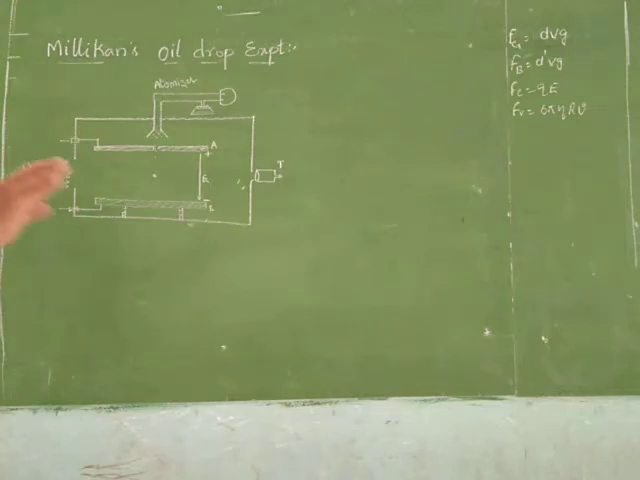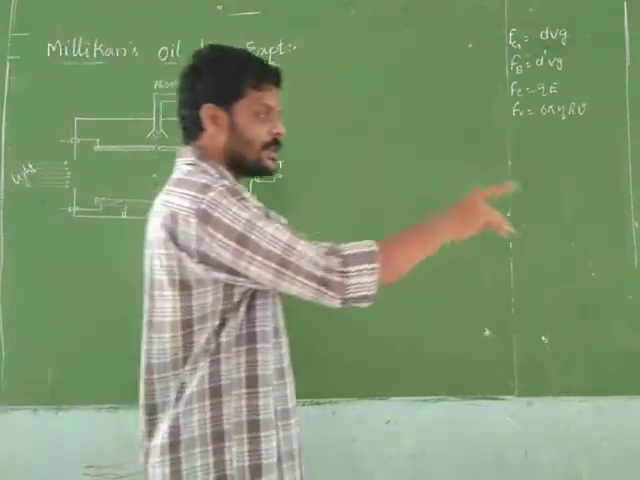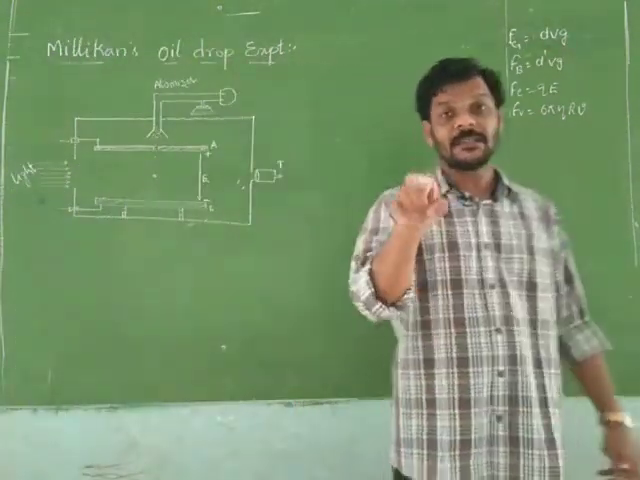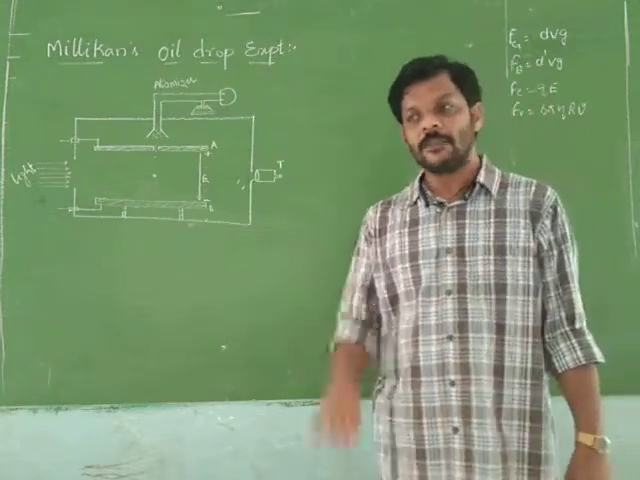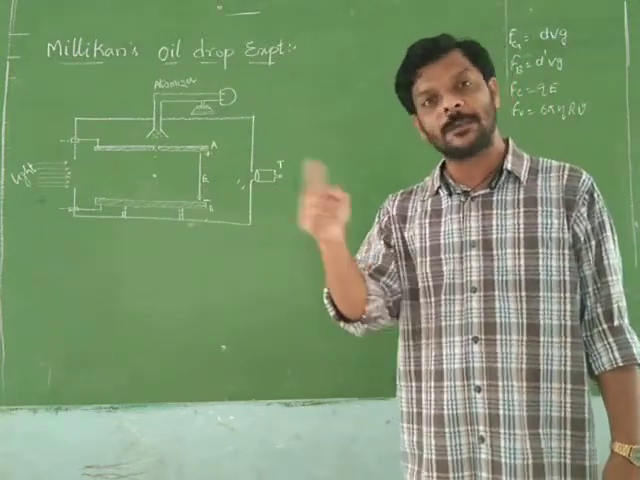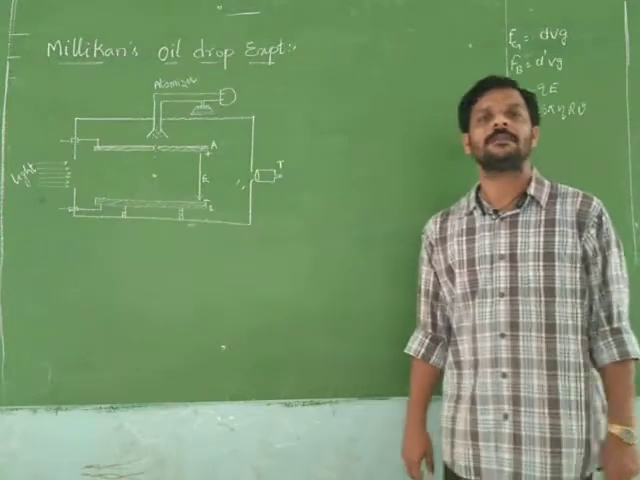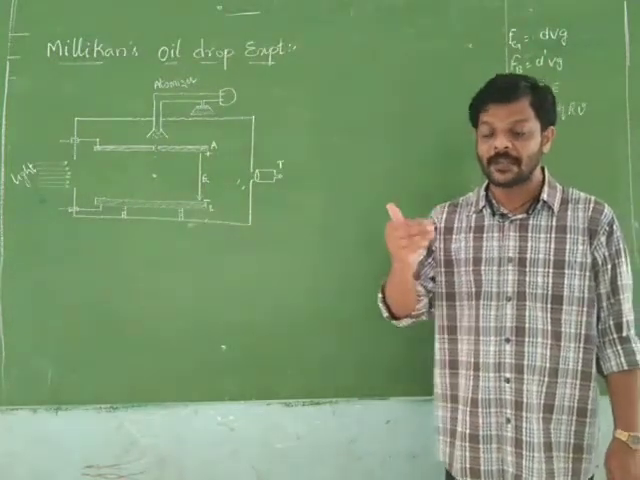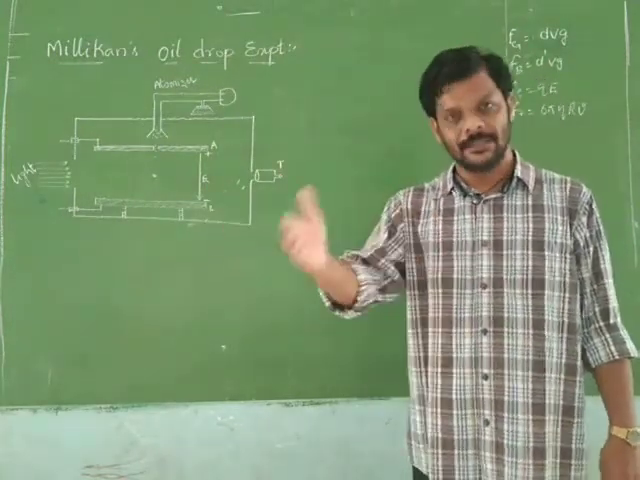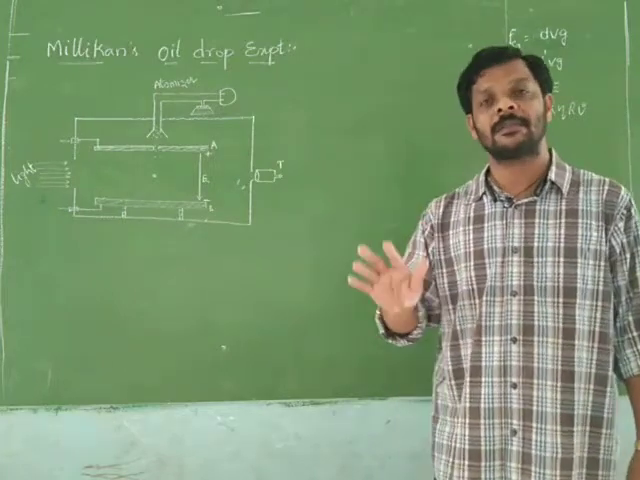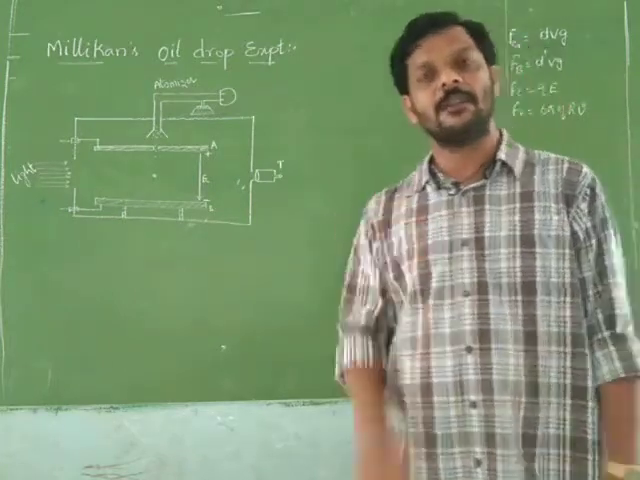Once the particle attains the terminal velocity, there is no change in the velocity. If velocity is constant, the acceleration is 0. If acceleration is 0, the force experienced by the particle is 0. That is the point. F net is 0, a net is 0, which means the velocity is constant. That velocity is known as the terminal velocity.